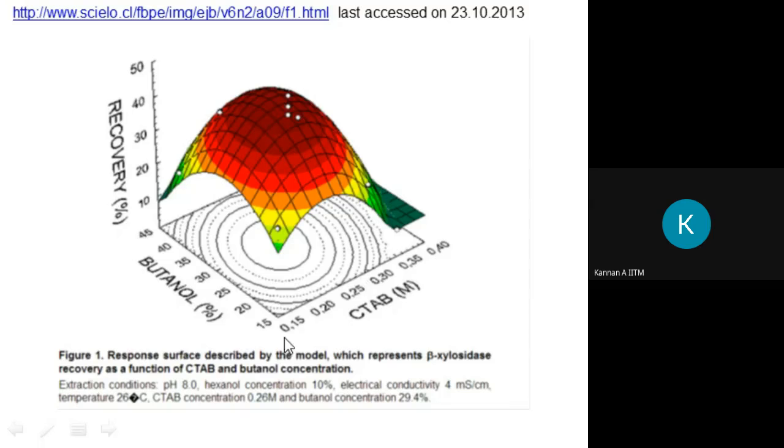And when you have an antagonistic interaction, the response is much lower than what you expect. So obviously, rather than increasing the butanol to the full value or CTAB to the full value, at some intermediate point you are having a maximum in the response. So this is very important for you to recognize that interactions between the variables can play a very important role in determining the optimum conditions.